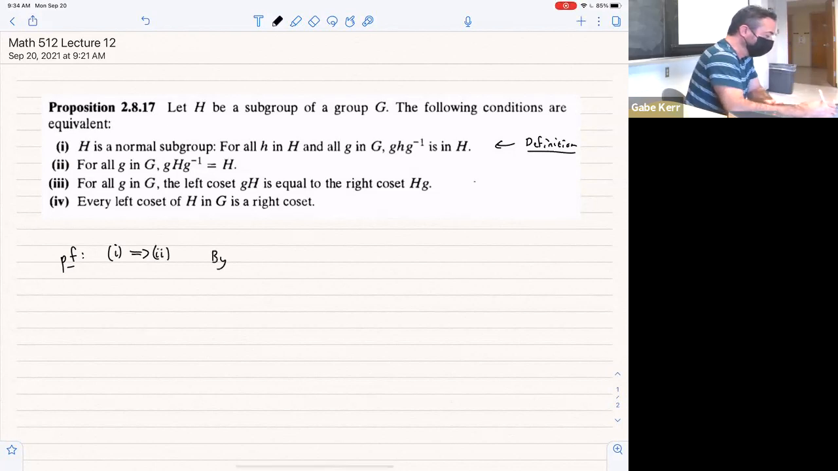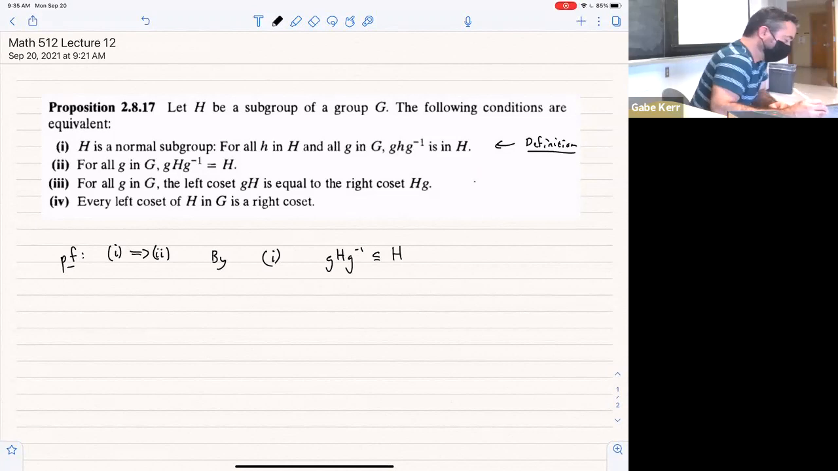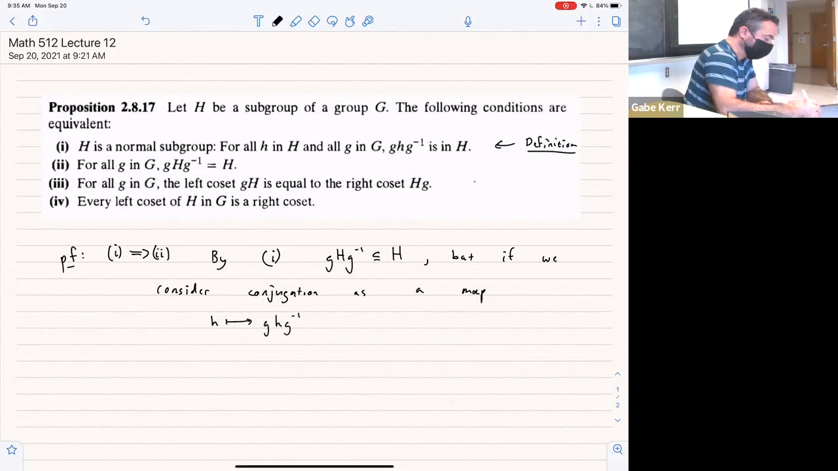So by 1, gHg inverse is certainly contained in H. But in fact, you can think of this as a map, right? So you can think of this as a map. We consider conjugation. It's a map, say H to gHg inverse. This is H going to H.